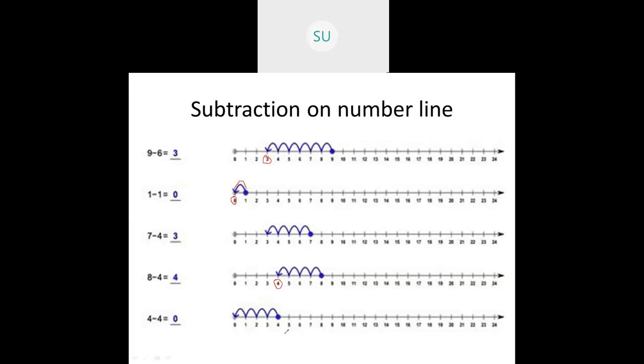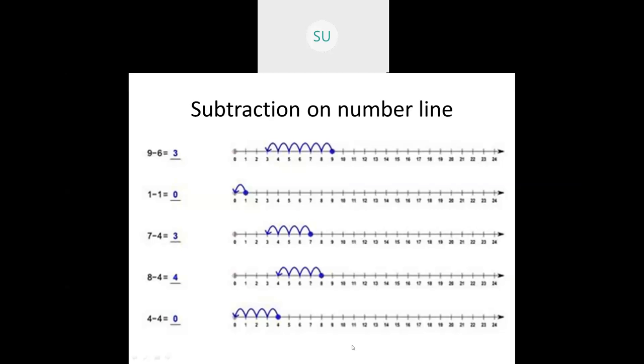Then, 4 minus 4. Again, start on 4. So 4 is here on the number line. And then count 4 steps backwards. So, 1, 2, 3, 4. So 4 minus 4 is 0. I just now told you, alright? Whenever you subtract a number from itself, you get the answer as 0. So if you subtract 20 minus 20, you'll get 0. 56 minus 56 is 0. So what is the meaning of difference? Difference is nothing but the answer you get when you subtract two numbers.